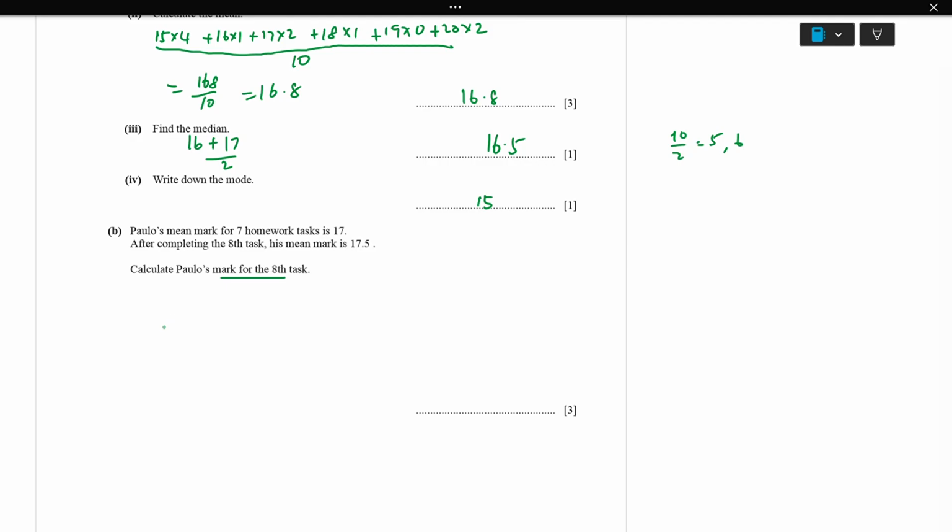Okay, so the total marks of these 7 homeworks is 7 times 17. First we go for 8, that's the highest data. So 8 times 17.5 is the total marks for 8 homeworks, minus the total mark of 7 homeworks, 7 times 17. So the answer is going to be 21. So 21 is the answer here.